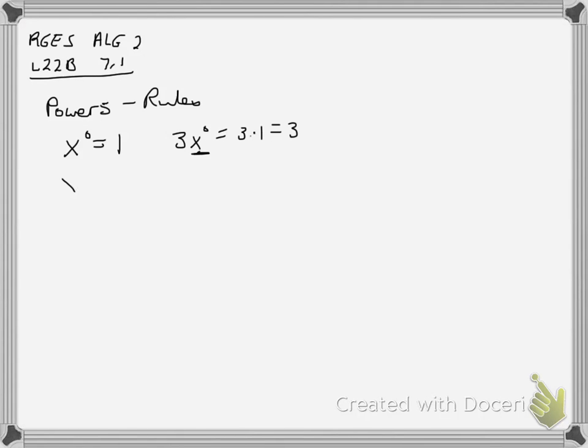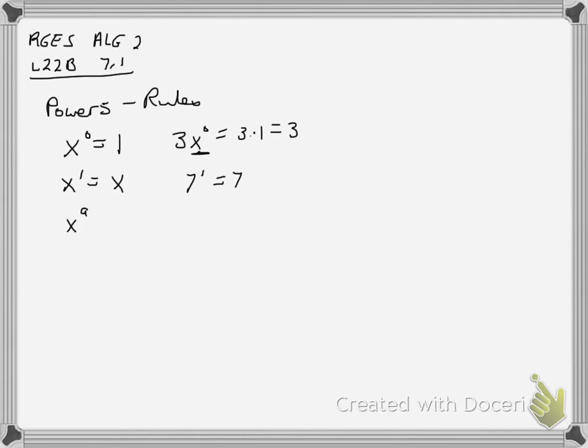The next one, x to the 1 power. Anything to the first power is itself, the same thing. So if I had x squared y to the first, well, let me give you a better example for that. If I had 7 to the first power, that would be the same as 7.